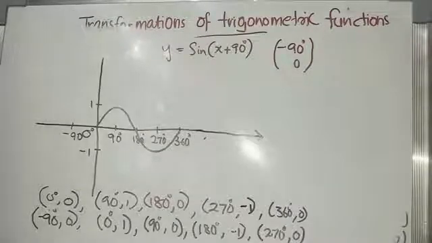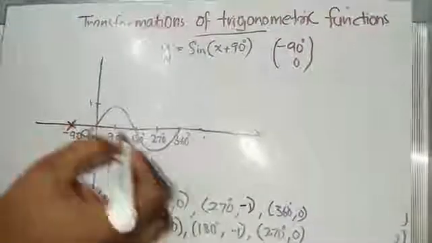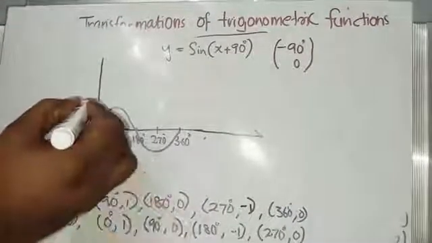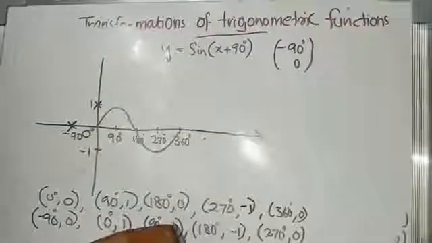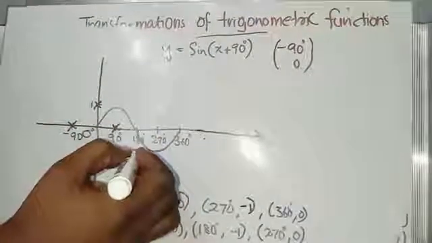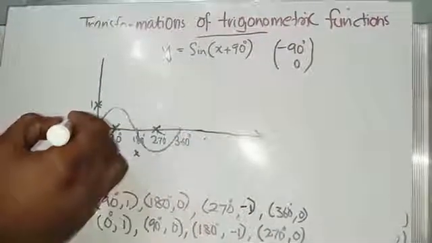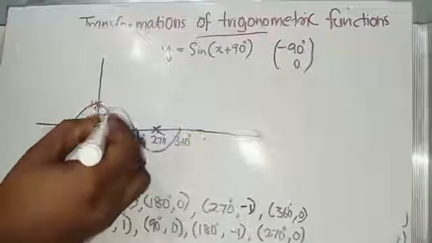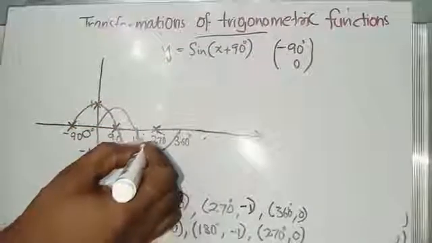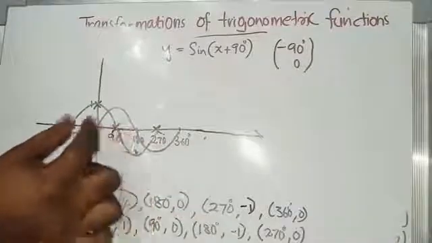Okay, let's mark these points. Minus 90, 0 is this point. 0, 1, 90, 0, 180, minus 1, 270, 0. So our graph would look like this. You can see this graph was translated to this side.